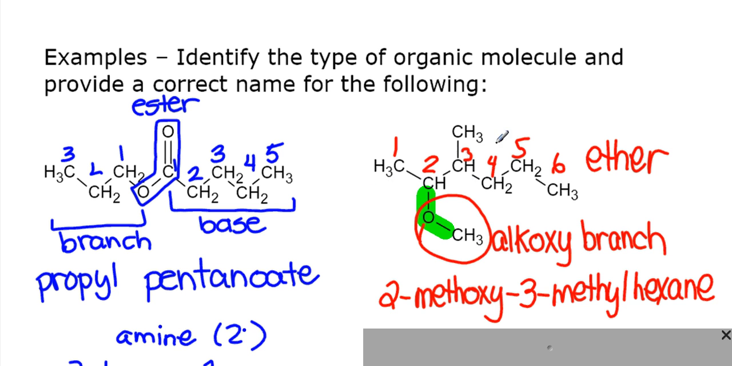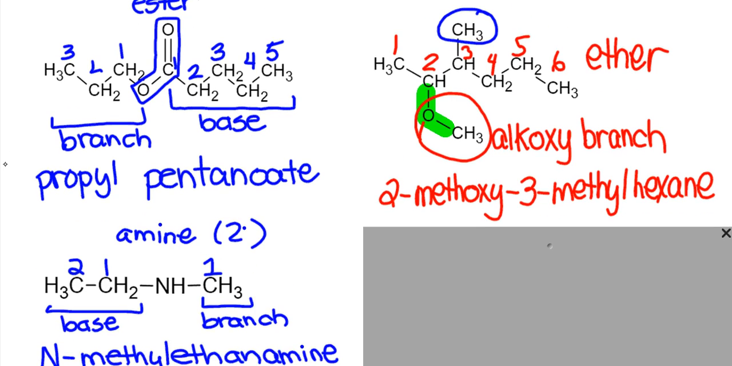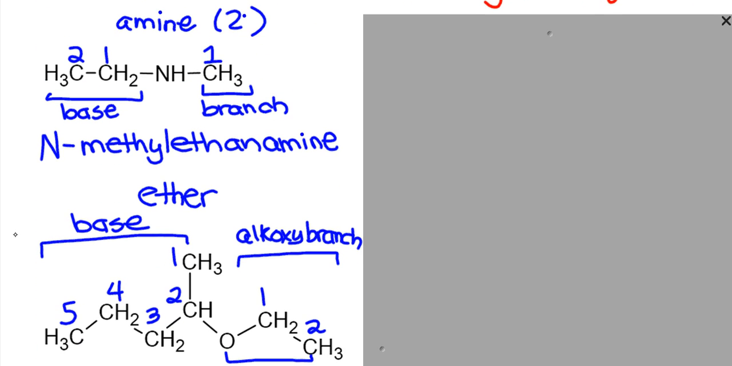The base chain is 6 carbons long. So when you look here, there's also another side branch here, which is why you see 3-methyl down here. And then hexane, ANE for all single bonds. Let's take a look at the next one.